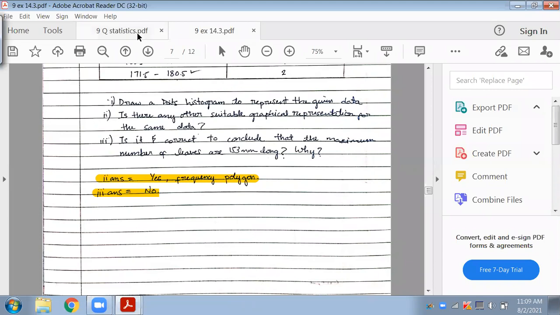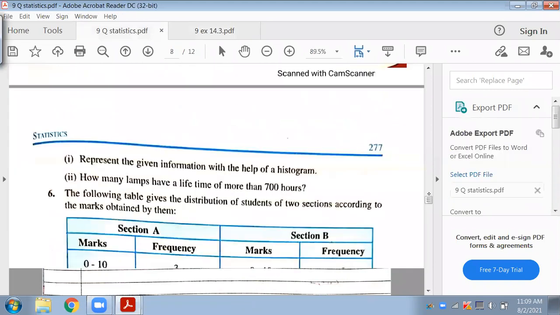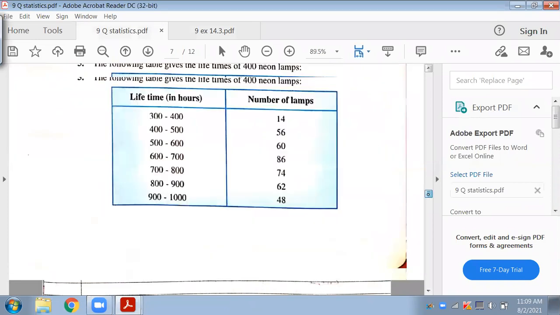Okay, we'll move to the next question. That is question number 5. Now, question number 5 is: the following table gives the lifetime of 400 neon lamps, and the table is given.